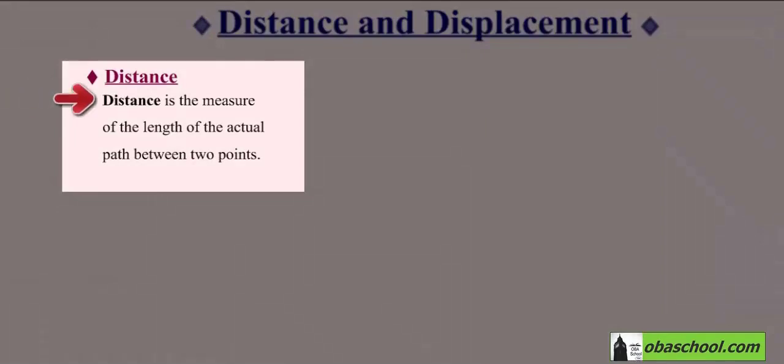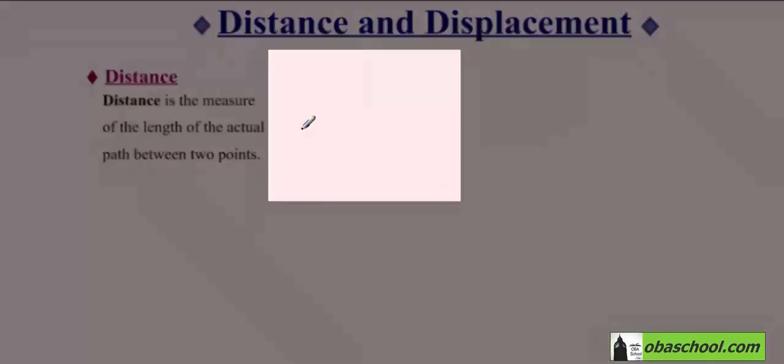Distance is the measure of the length of the actual path between 2 points. For example, if an object moves in a specific path, let us say it started at point A and ended up at point B. I will also add the points C, D, and E to the path. The distance will be measuring the path from points A to C, C to D, D to E, and E to B.